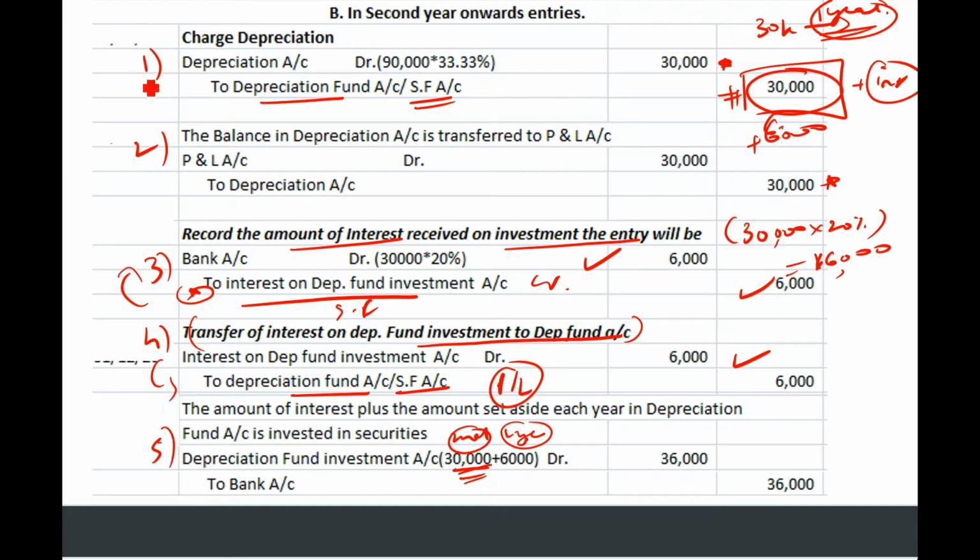So there are around 5 entries. First is to charge depreciation, then depreciation will be transferred to profit and loss account. Then whatever interest was received last year, that entry needs to be passed, and then interest is transferred to depreciation fund account. Finally we are investing in depreciation fund investment account the current year's 30,000 plus interest. So the total of 36,000 we are investing: depreciation fund investment account debit to bank account. Now let us see the third year.